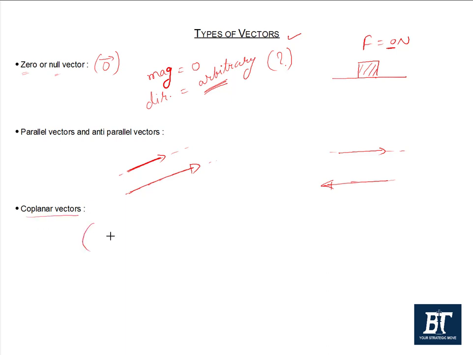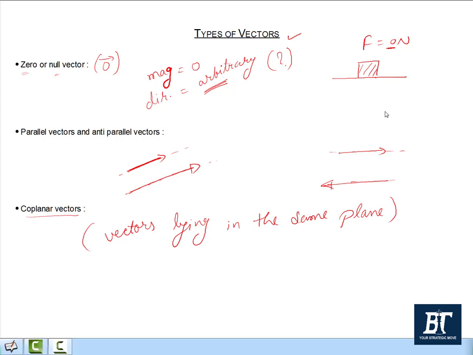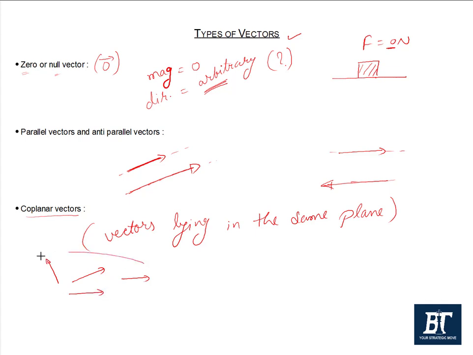As the name implies, vectors lying in the same plane are called coplanar vectors. We can also say that if heads and tails of different vectors lie in the same plane, then they are called coplanar vectors.